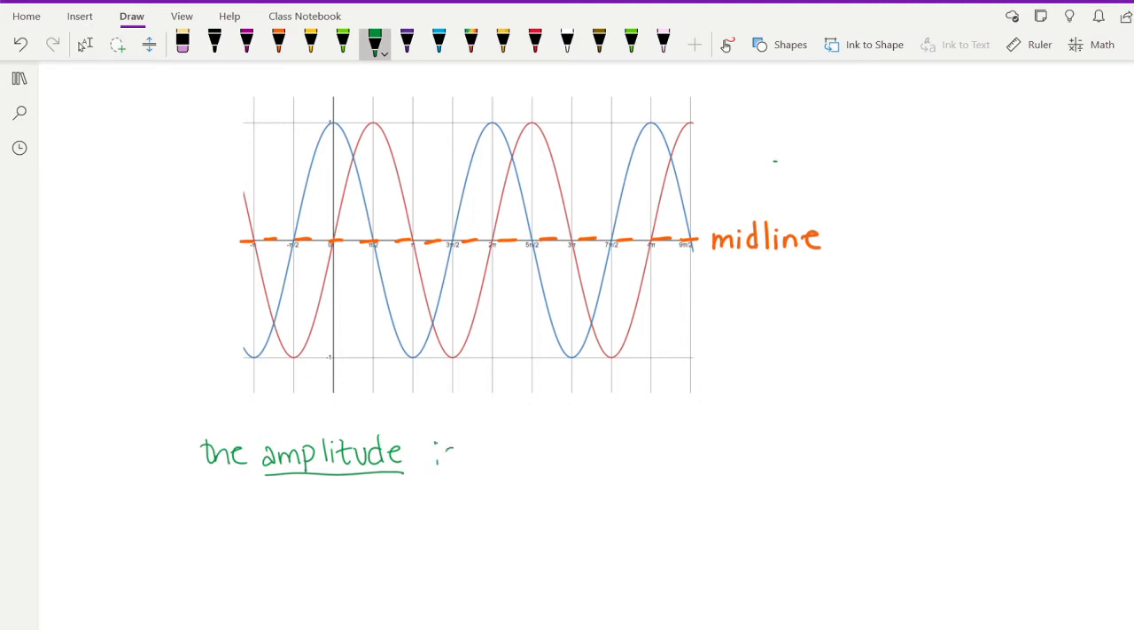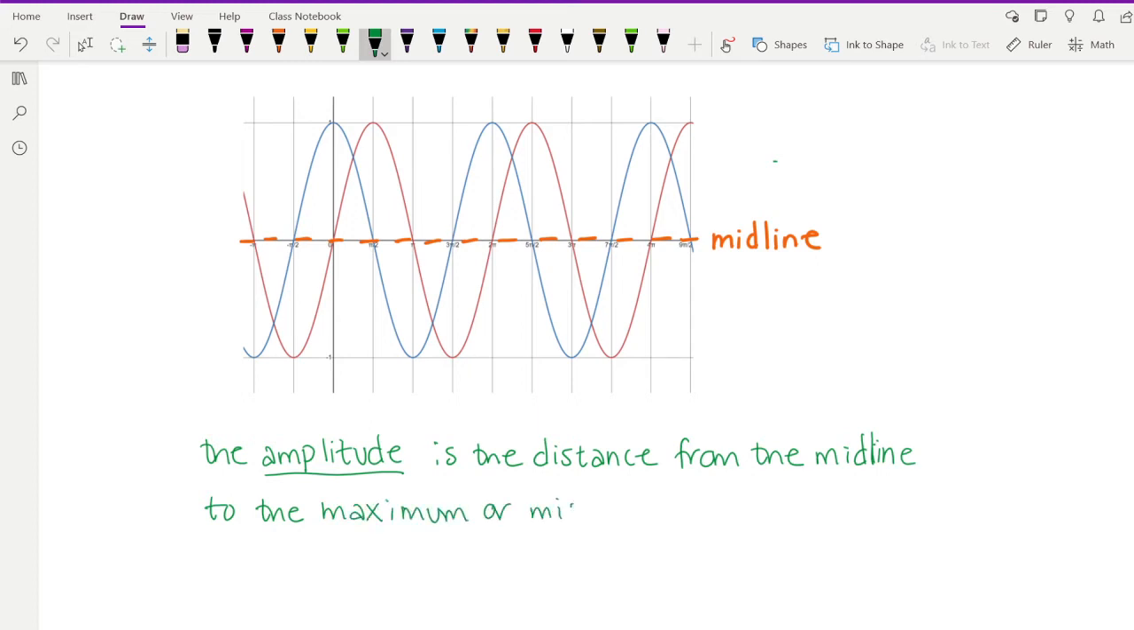So the amplitude is the distance from the midline to the maximum or minimum point. And so in this picture, the amplitude is basically this distance. So that is the amplitude.